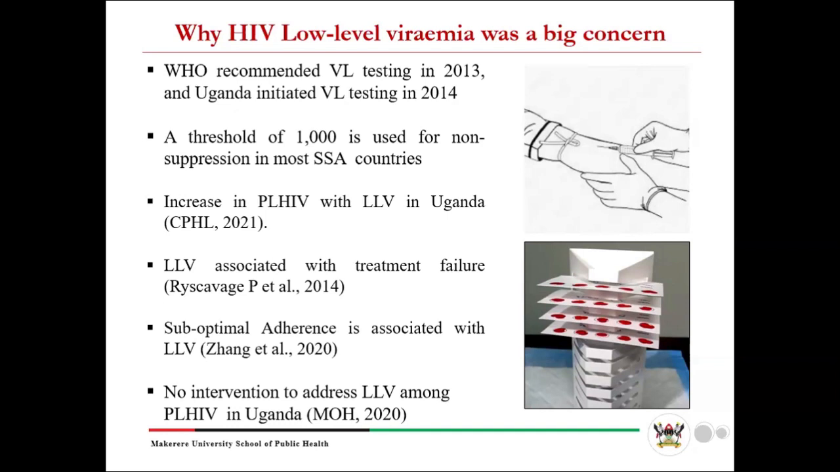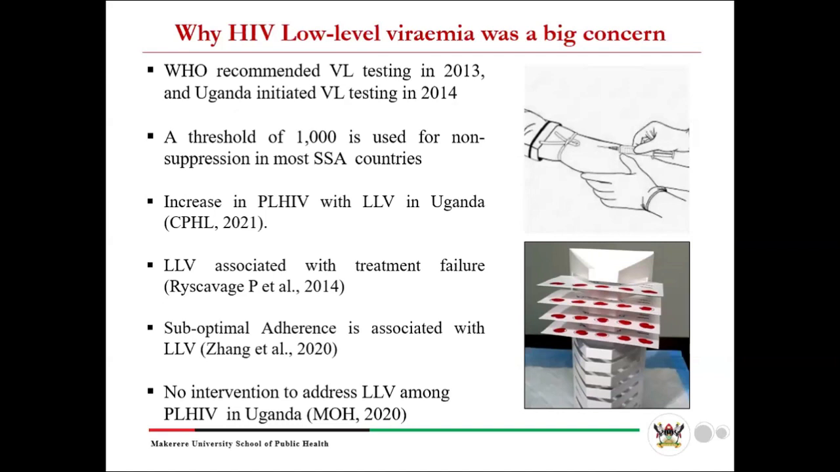And the research has shown that people who have between 1,000 copies per mil and 50 copies per mil, which is low-level viremia, have increased chances of treatment failure, increased chances of HIV drug resistance, and increased chances of transmitting the HIV virus.